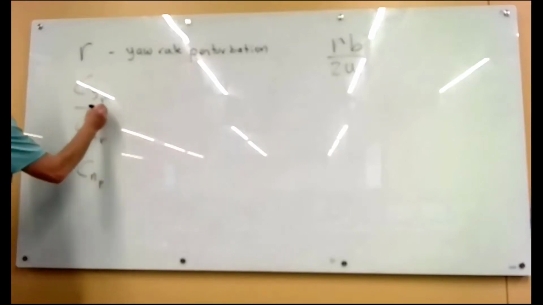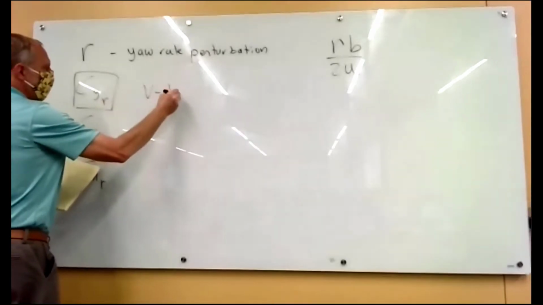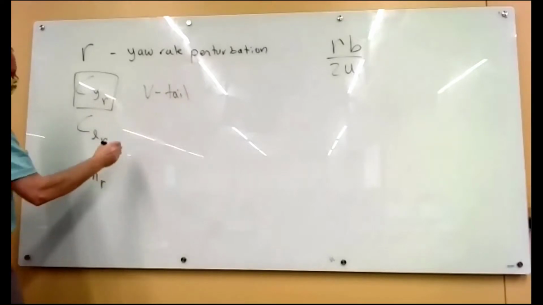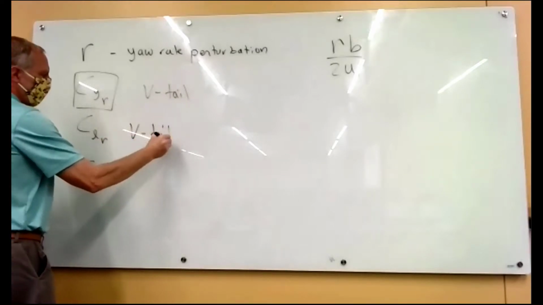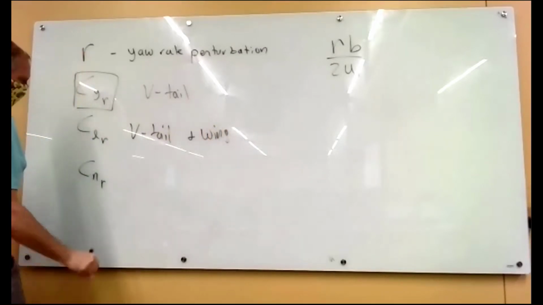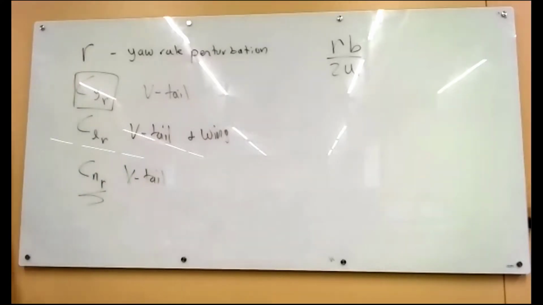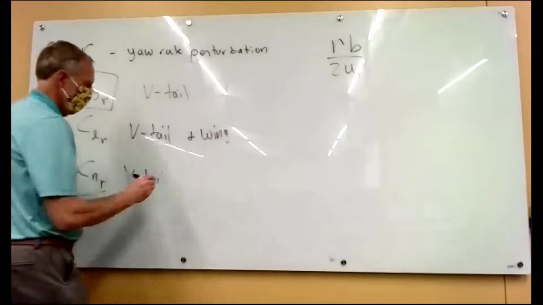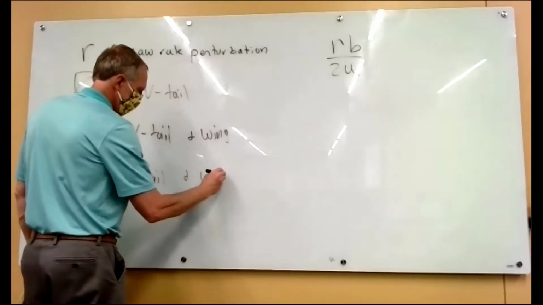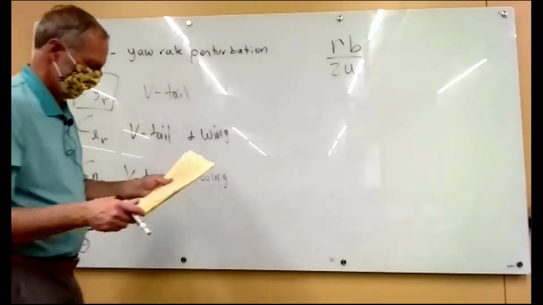So we're going to start with this one and then work our way down. This is mainly a vertical tail effect. This one has a vertical tail effect and a wing effect. And this one has a vertical tail. In fact, this one is one of the reasons the vertical tail is there. And there's also a wing effect. So let's work our way through that.